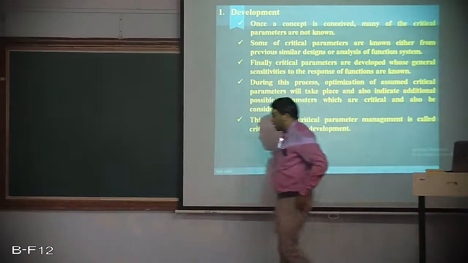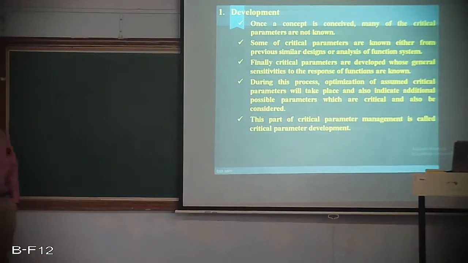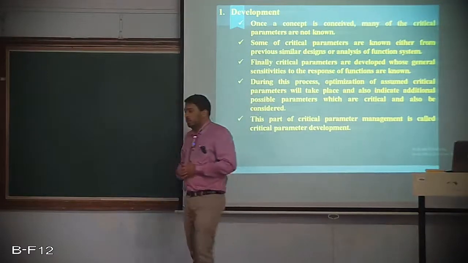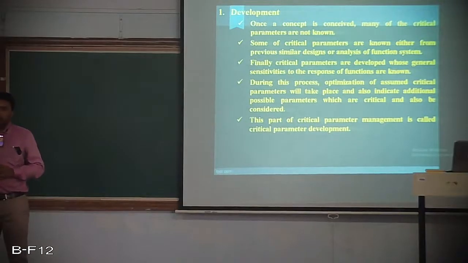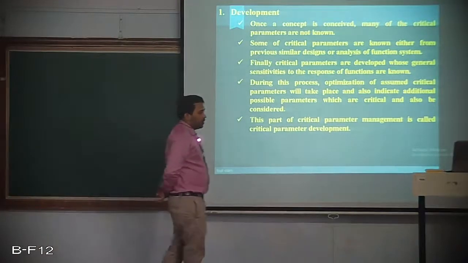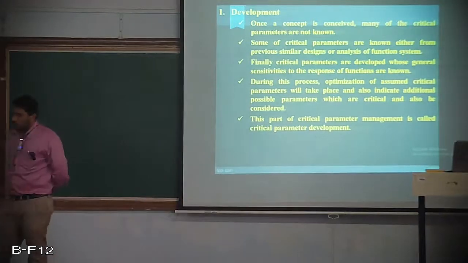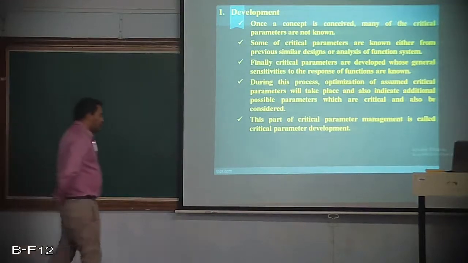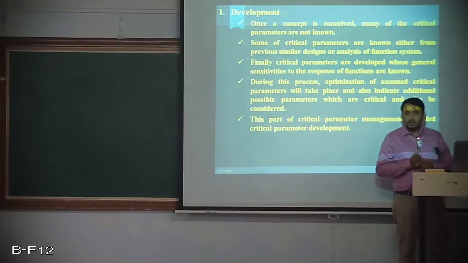What we mean by critical parameter development is that while designing a part, you will not be able to know what the critical parameters are. Only after the part has been manufactured, or one or two parts have been manufactured, will you come to know what the critical parameters are in manufacturing the particular component with respect to design. At that time you may also come across new critical parameters. All these things are analyzed, and this is called critical parameter development, and we also need to optimize those critical parameters.